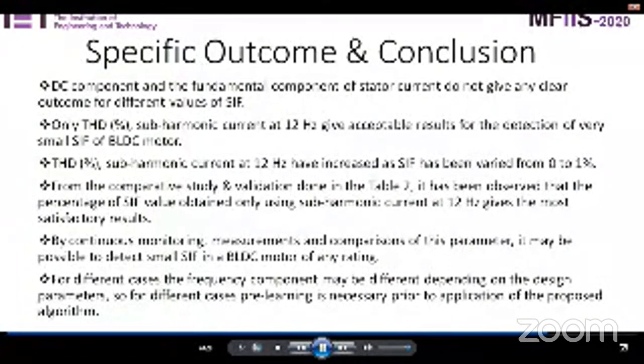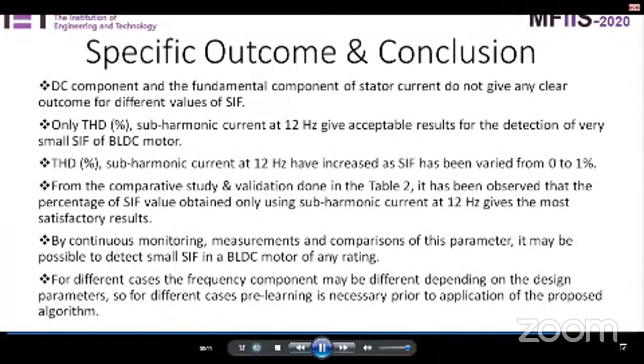From the comparative study and the validation done in table 2, it has been observed that for the percentage of stator interturn fault, the value obtained using only subharmonic current at 12 Hz gives the most satisfactory result. By continuous monitoring, measurements and comparisons of this parameter, it may be possible to detect small stator interturn fault in a BLDC motor of any rating. For different cases, the frequency component may be different depending on the design parameters. So for different cases, pre-learning is necessary prior to application of the proposed algorithm.